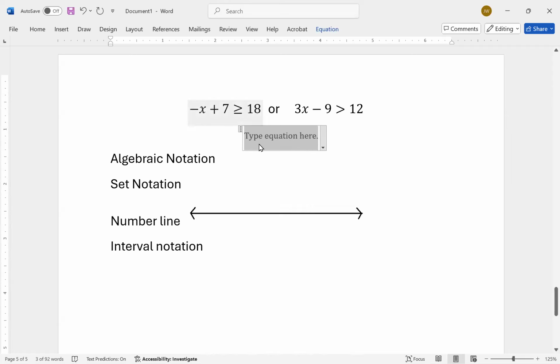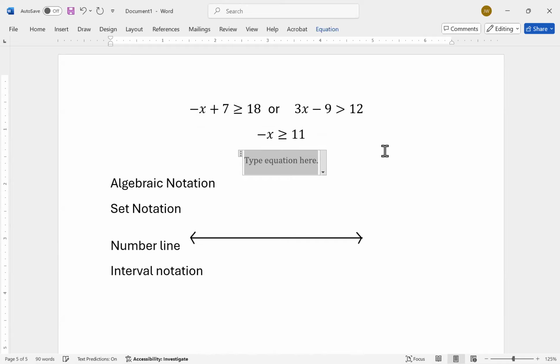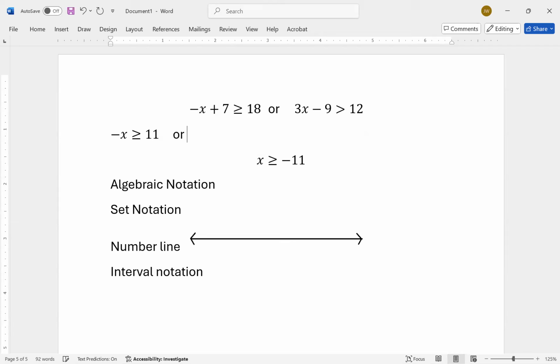Now, this first equation, I would have to subtract 7 from both sides. That would give me -x greater than or equal to 11. Then I would have to divide both sides by a -1. That would flip my sign to say x is greater than or equal to -11. So that's the left-hand inequality. On the right-hand inequality, I would add 9 to both sides. That would give me 3x is greater than 21.